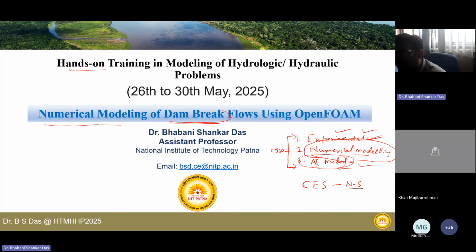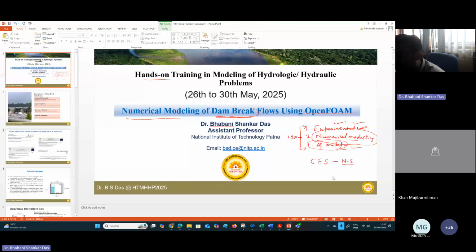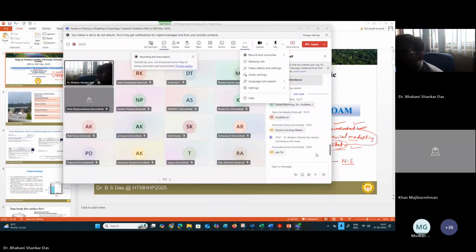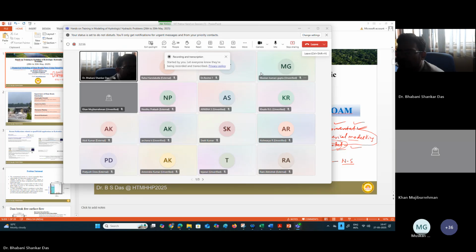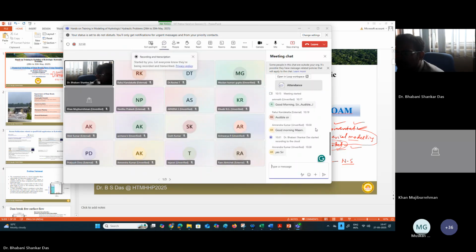I hope many of you have heard this term. If you are water resource engineers, research scholars or experts and have heard the term OpenFOAM, you can say yes in the chat box or give a thumbs up. If you are not hearing it from me for the first time, and you were earlier acquainted with the term OpenFOAM, give a yes in the chat box, if you have already heard about OpenFOAM.